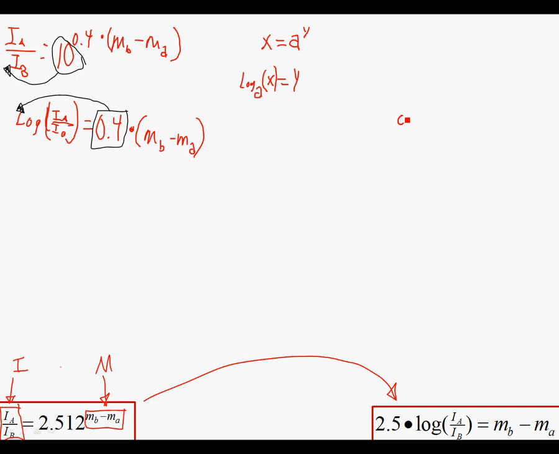But in this case I prefer converting 0.4 to a fraction. One way of doing it is putting it over 1, because anything divided by 1 is the same, and you put a decimal here. If you do the same thing on the top and bottom, you don't change the number, so you can multiply by 10 on the top and bottom, which gives you 4 over 10. So that's that as a fraction. 4 over 10 times M_B minus M_A equals the log of the intensity ratio. I multiply on both sides by 10 over 4.